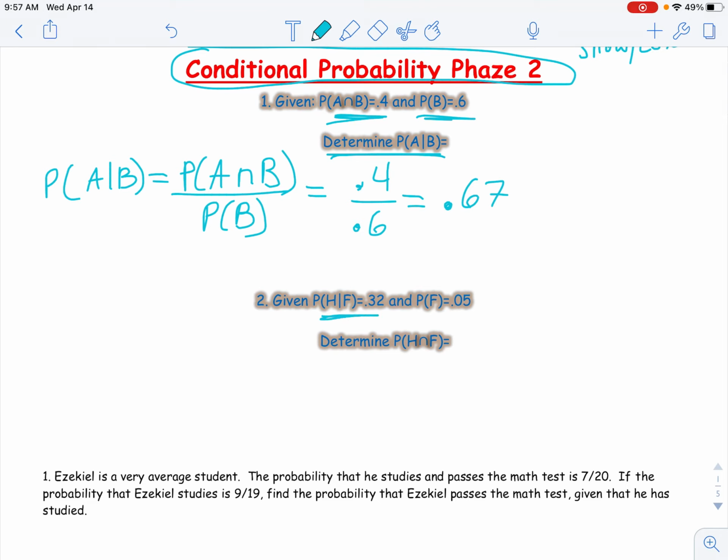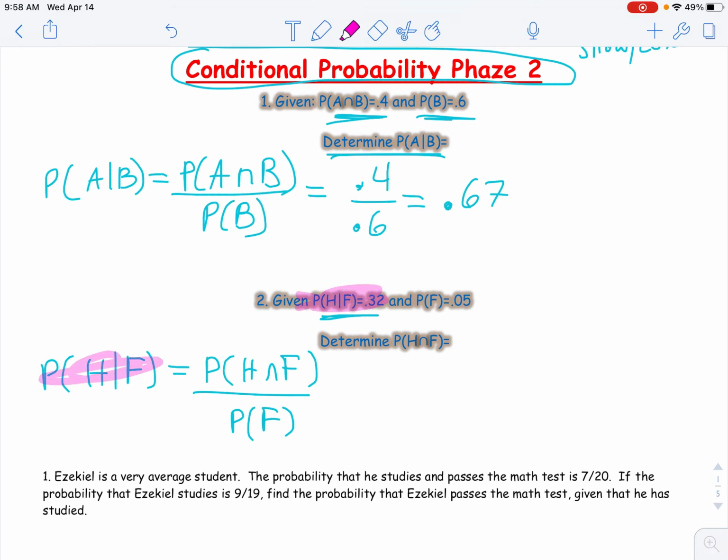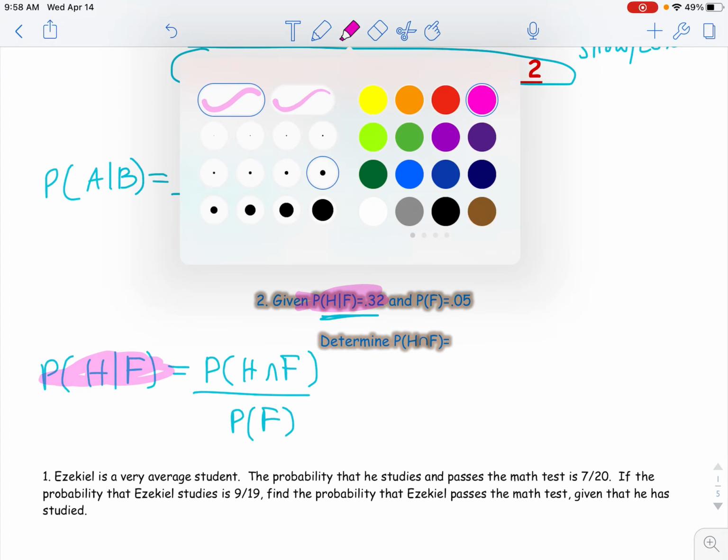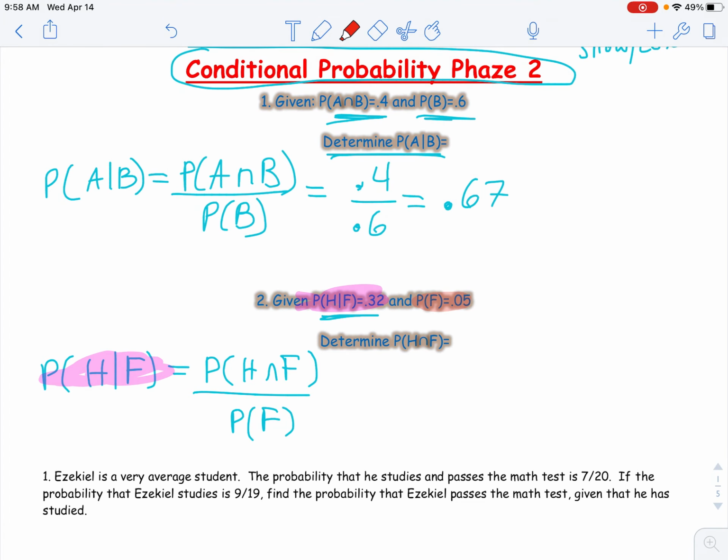All right. Ooh, this one's a little different. So we have the probability of H given F. Remember, it's going to be the probability of the intersect over the probability that F is already happening. This time it gives us 0.35, or excuse me, 0.32. The given gives us that right there. Now we've got to calculate the intersect. 0.32 equals the probability of H intersect F over 0.5.